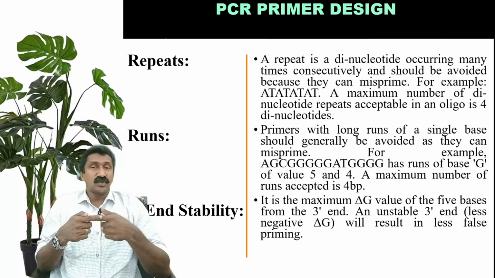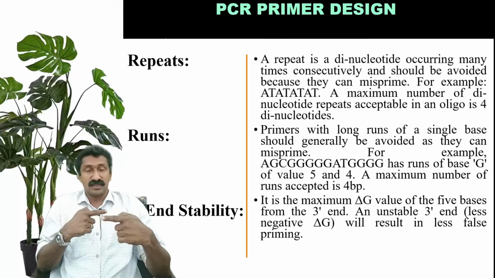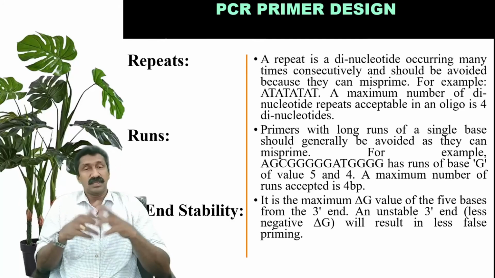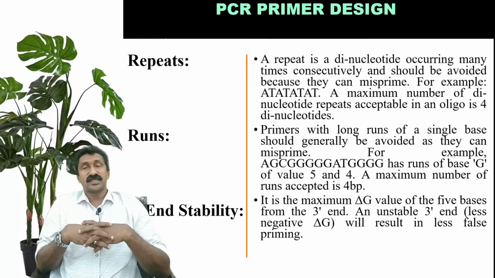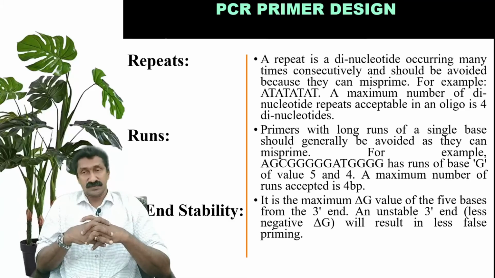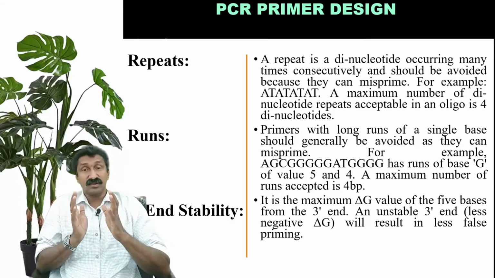So there is a possibility of mispriming. Instead of specifically targeting priming with the target DNA, it may misalign and another AT pair will start with the second AT pair. So that type of mispriming or position misplacement may be there if such repeated dinucleotide units were present in the primers.